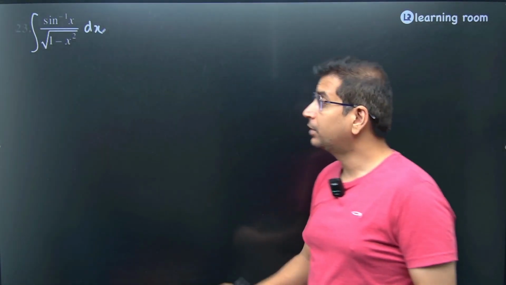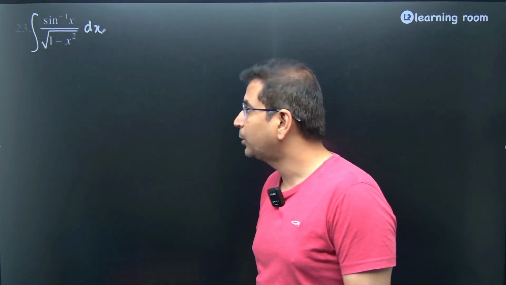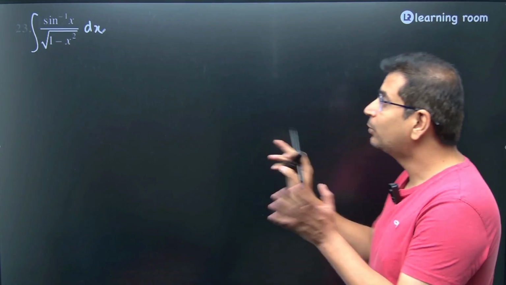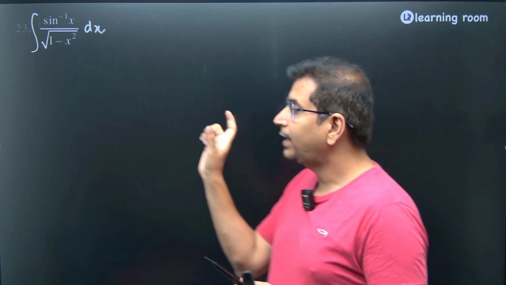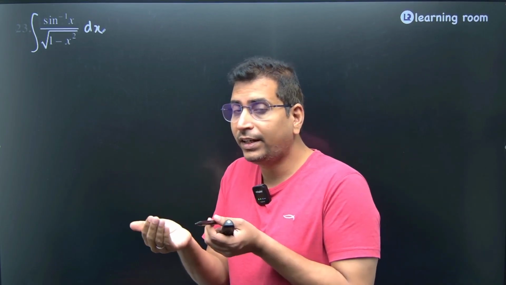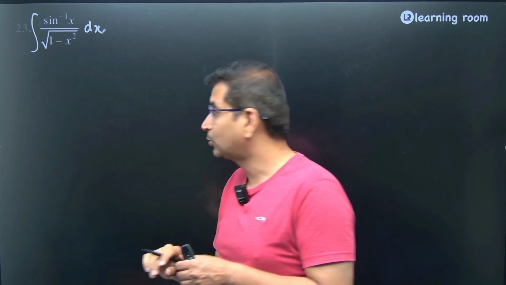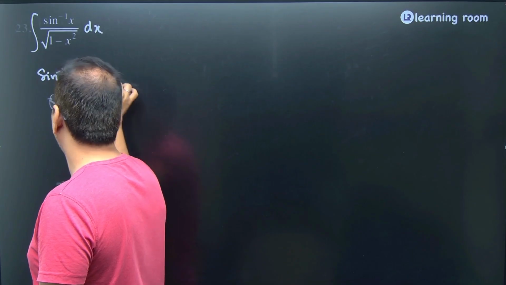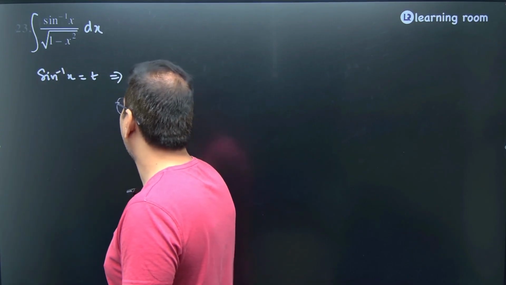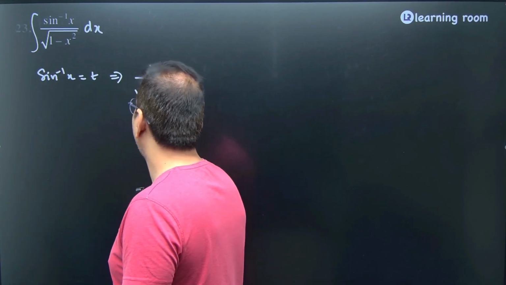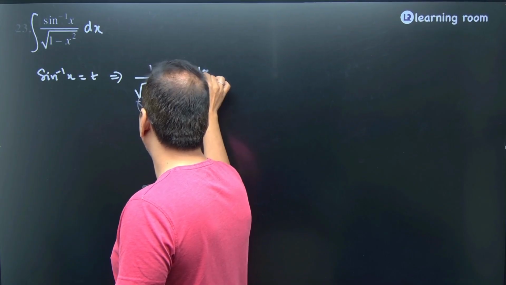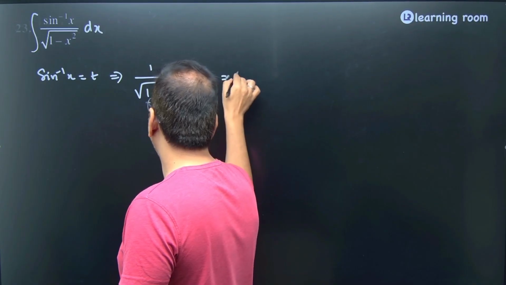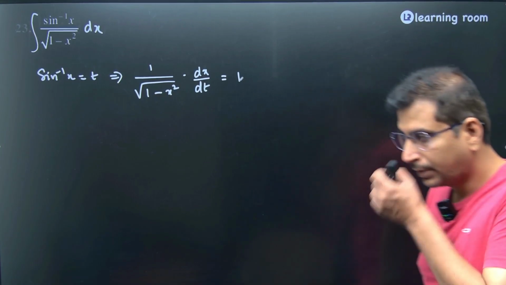The 23rd question is the integral of sin inverse x divided by root of 1 minus x square. Here it is very clear that if I take sin inverse x as t, then dt will come out as 1 by root of 1 minus x square. So sin inverse x, take it as t, differentiating on both sides, we get 1 divided by root of 1 minus x square into dx by dt using the chain rule is equal to 1.